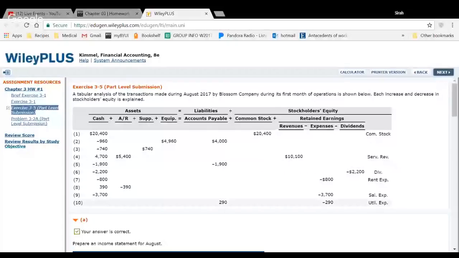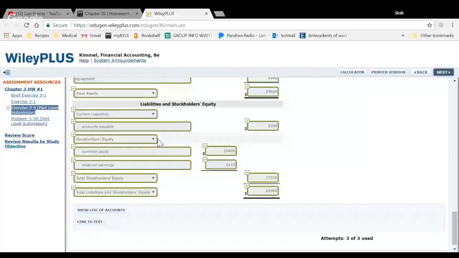Next is liabilities and stockholders' equity. So we have current liabilities up here. Accounts payable is in this column. $4,000, subtract $1,900, add in $290 for a total of $2,390. Then there's equity. There's two slots. One is for common stock, the other is for retained earnings. Common stock is found here, $20,400.